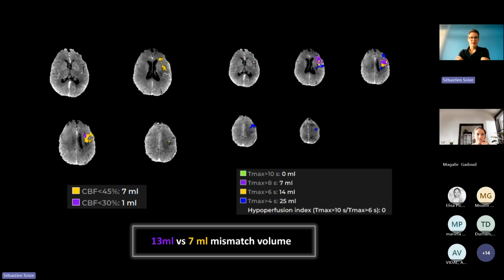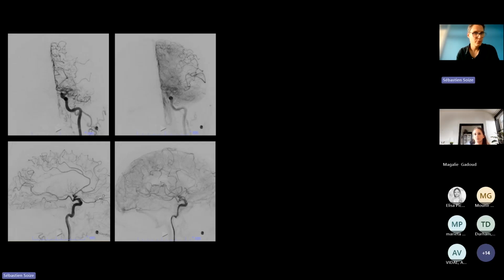So at that time, we were not completely fixed about the threshold with the CBF and the Tmax we wanted to use. As we already discussed, if you took the same threshold as CT perfusion, there's only 1 milliliter to save. And if you have the threshold we should use with CBCT, there's 7 milliliters to save. So it's not so much, but we've still done the thrombectomy.